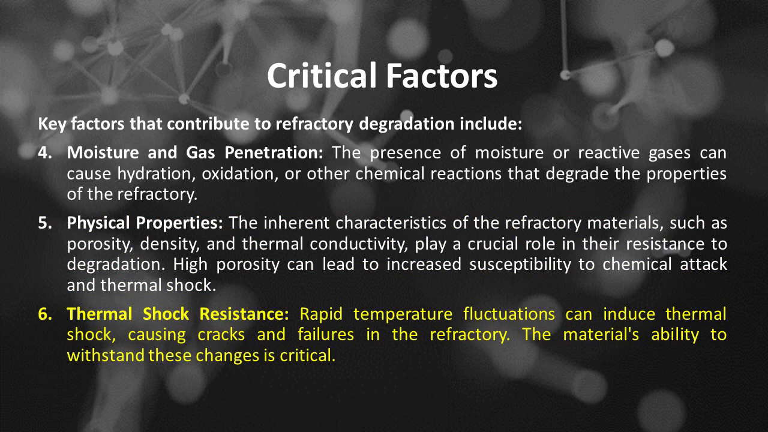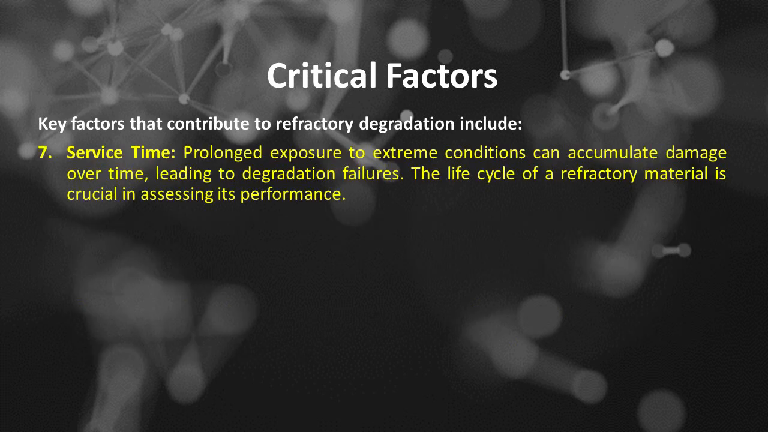Number 6 is thermal shock resistance. Rapid temperature fluctuations can induce thermal shock, causing cracks and failures in the refractory. The material's ability to withstand these changes is critical. Number 7 is service time. Prolonged exposure to extreme conditions can accumulate damage over time, leading to degradation failures. The life cycle of a refractory material is crucial in assessing its performance.